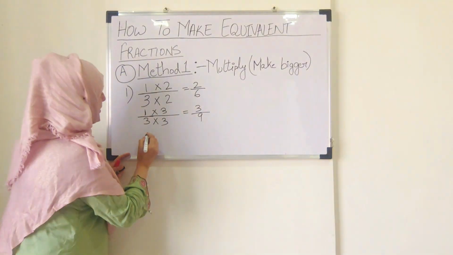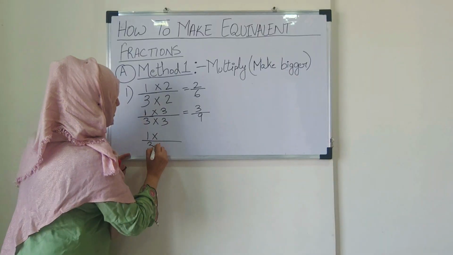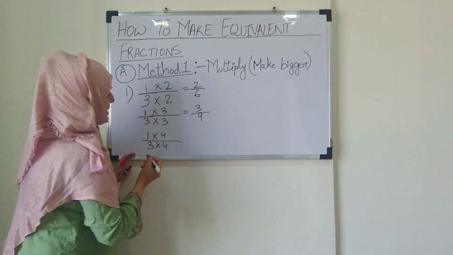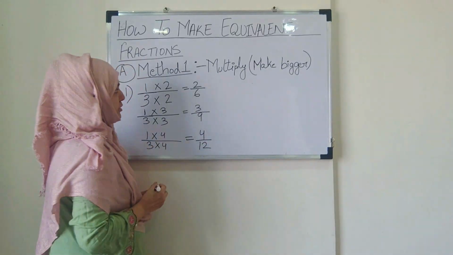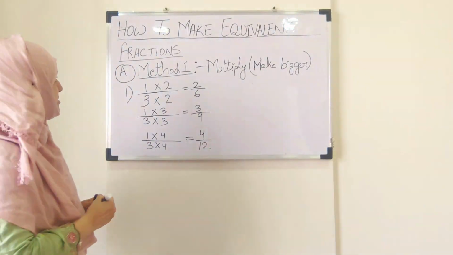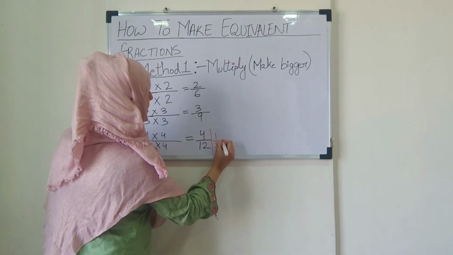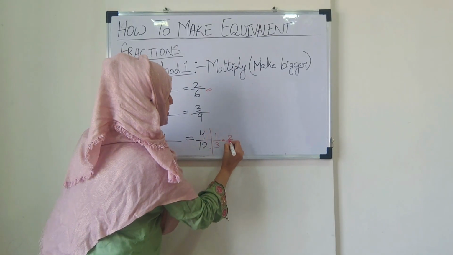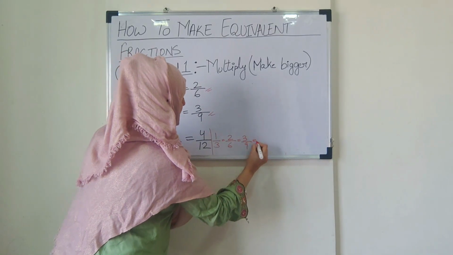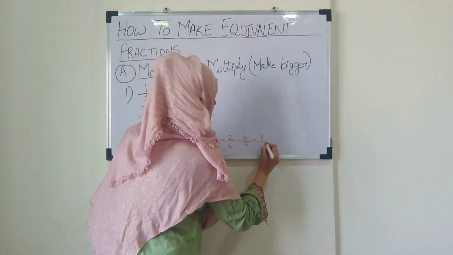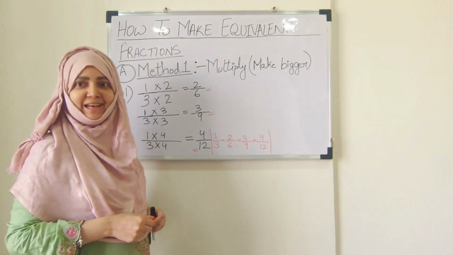Then again we'll multiply both the numbers by the same number. So we are going to multiply by 4. So we'll get here 4 by 12. So now you can see that fractions 1 by 3, we can say that 1 by 3 equals to 2 by 6 equals to 3 by 9 and equals to 4 by 12. So that means all these 4 fractions have the same value.